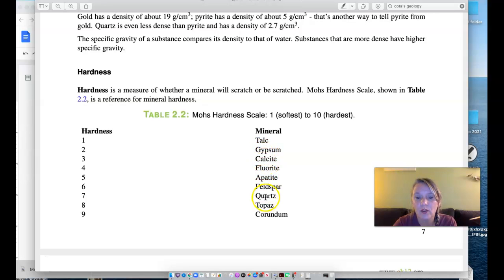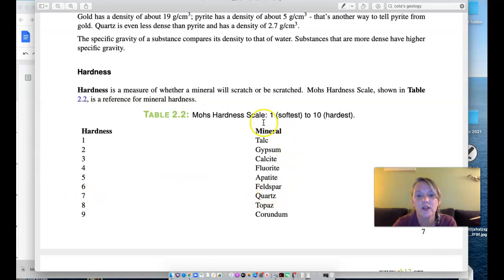Quartz, you guys know what quartz is. Quartz is a mineral that makes up the bulk of granite. It's the sparkly stuff. That's really, really hard. Okay, you're not going to be able to scratch it with your fingernail, but you'll be using some other tools to see if you can scratch that.